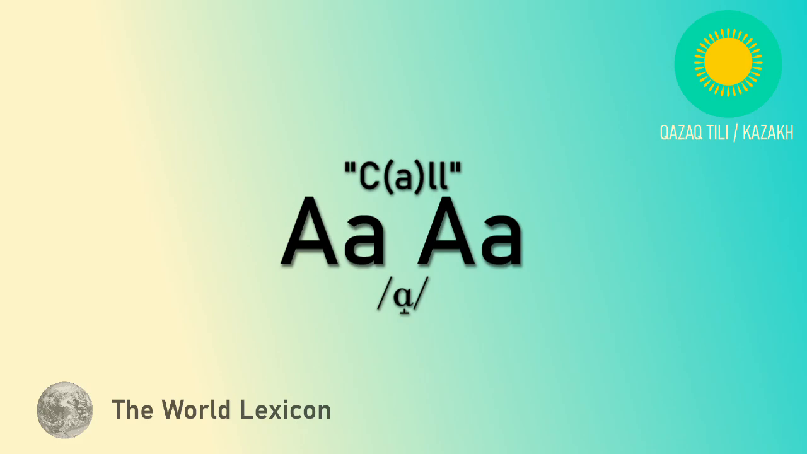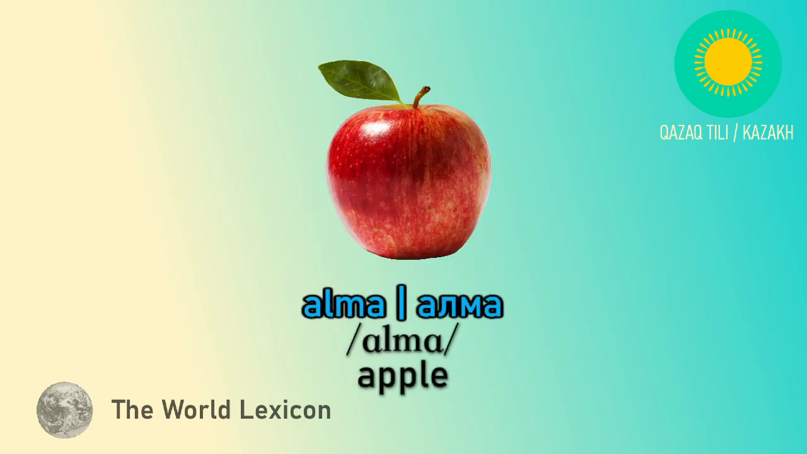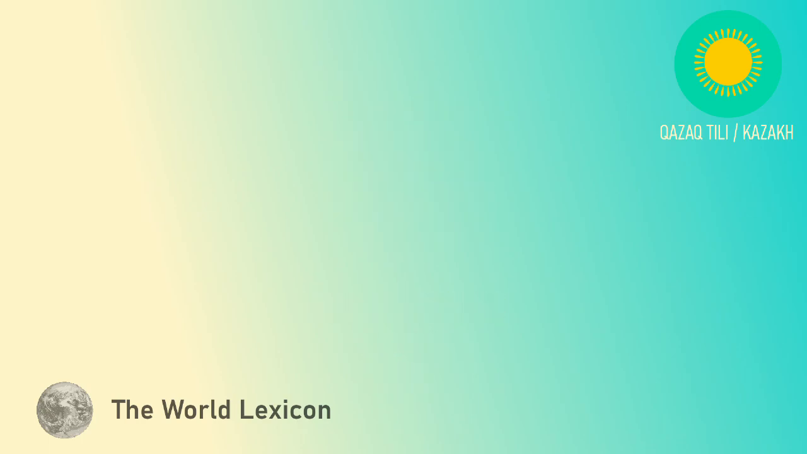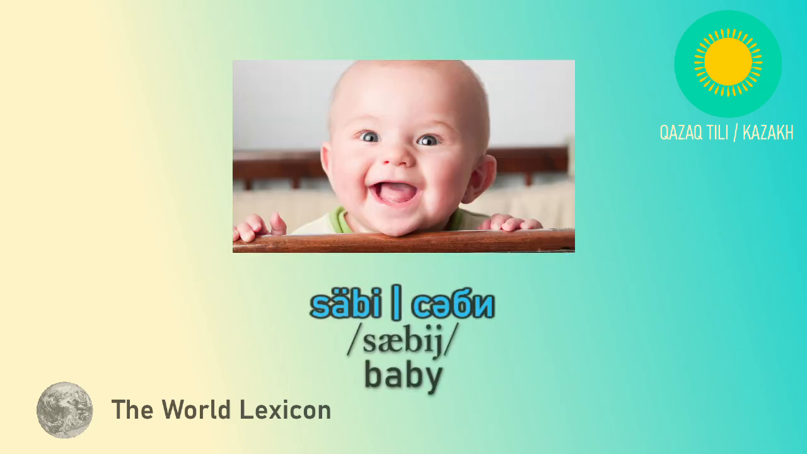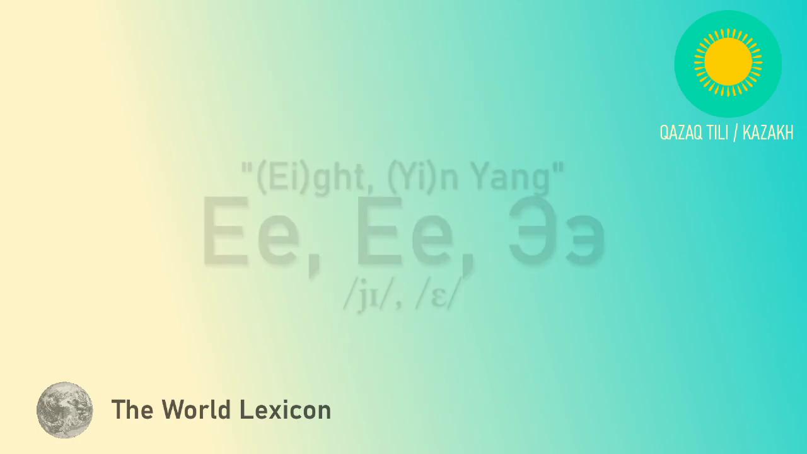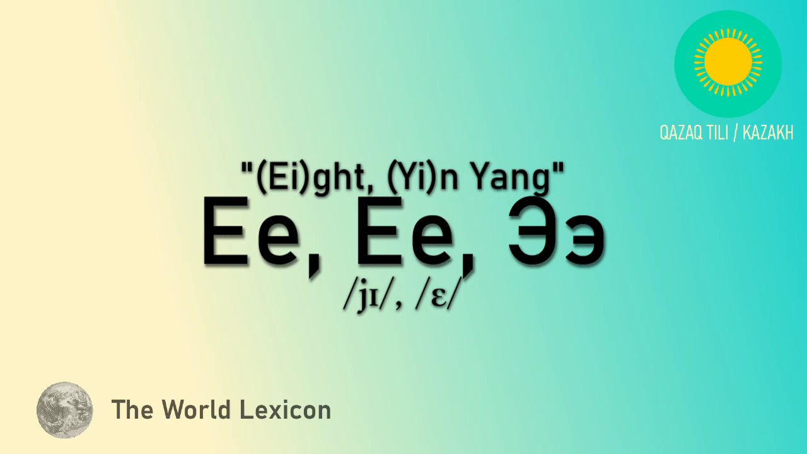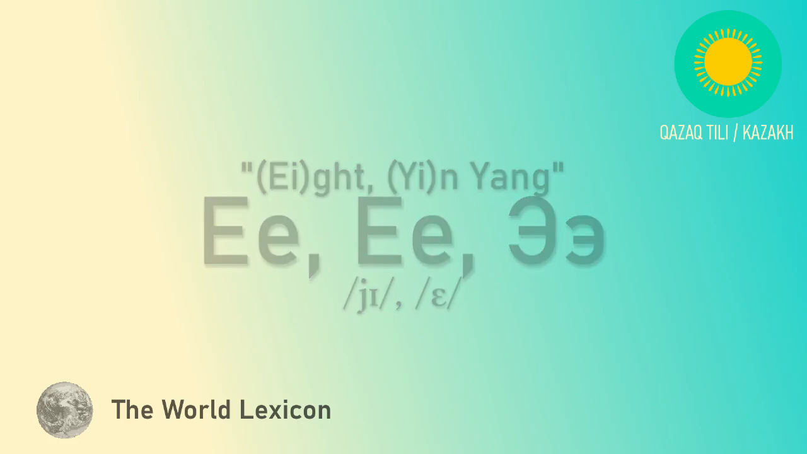Firstly, there's A. This is like the A in call. Olma. Next is A. This is a bit like the A in cat. Sabi. Next is A. This is more like the vowel sound in bet, but with a bit more palatalization. Yiki.